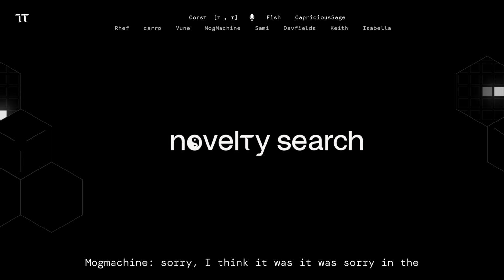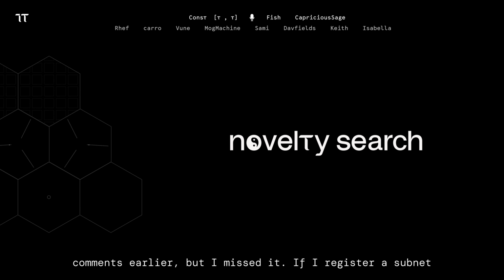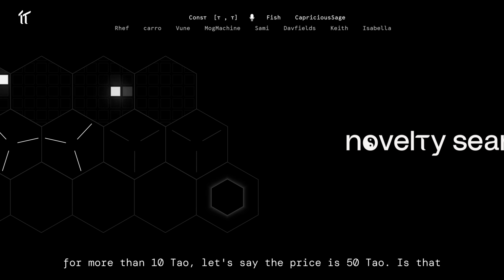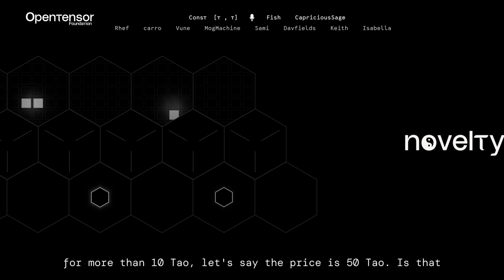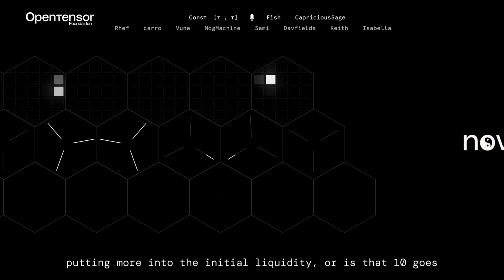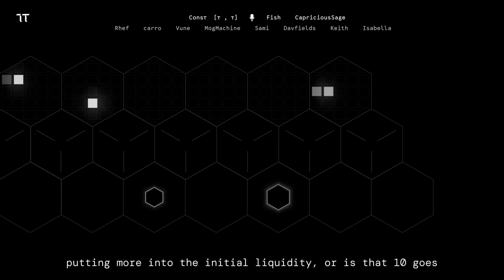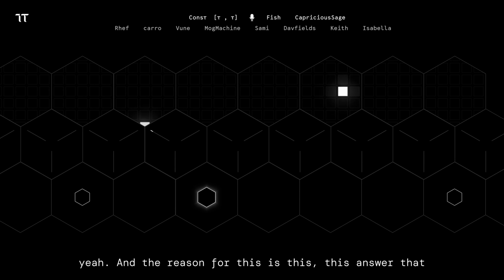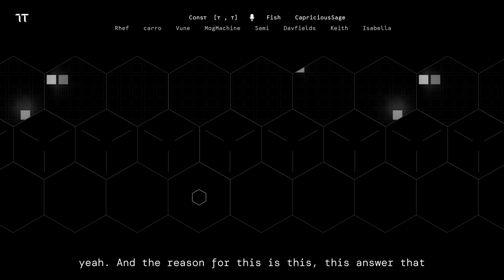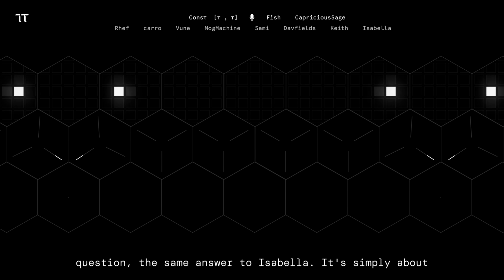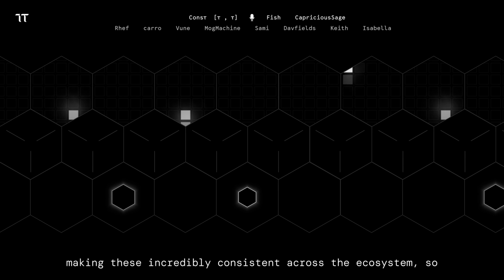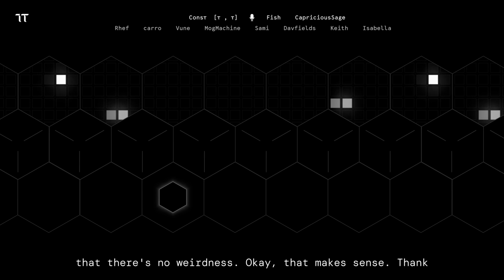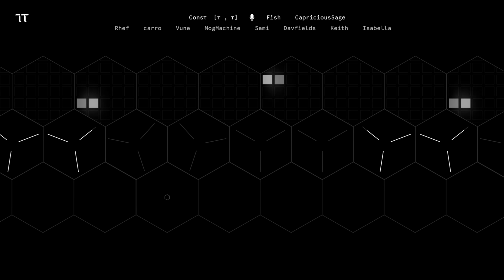Sorry, I think it was answered in the comments earlier, but I missed it. If I register a subnet for more than 10 tau, let's say the price is 50 tau, is that putting more into the initial liquidity, or is that 10 goes in and the rest is just burned, recycled, burned? Okay. Yeah. And the reason for this answer is the same answer as to Isabella. It's simply about making things incredibly consistent across the ecosystem, so that there's no weirdness. Okay, yeah, makes sense. Thank you.